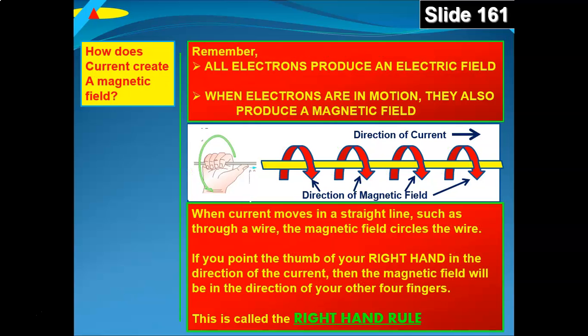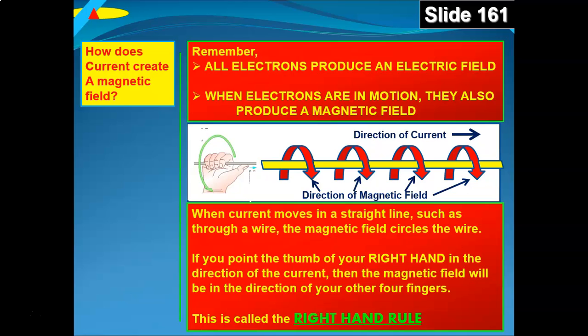So how does current create a magnetic field? When electrons are in motion, they will create a magnetic field. All electrons produce an electric field, but when the electrons are in motion, they also produce a magnetic field. When current moves in a straight line, such as through a wire, the magnetic field circles the wire. If you point the thumb of your right hand in the direction of the current, then the magnetic field will be in the direction of your other four fingers, and this is called the right hand rule.